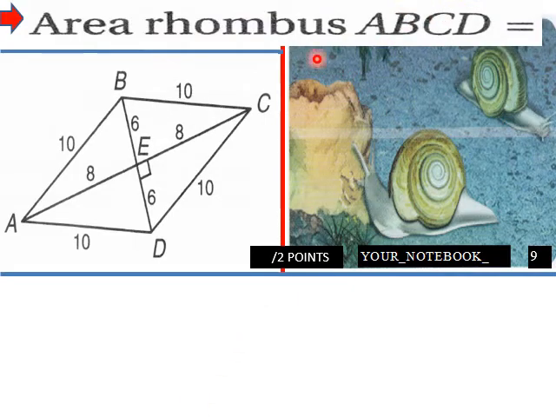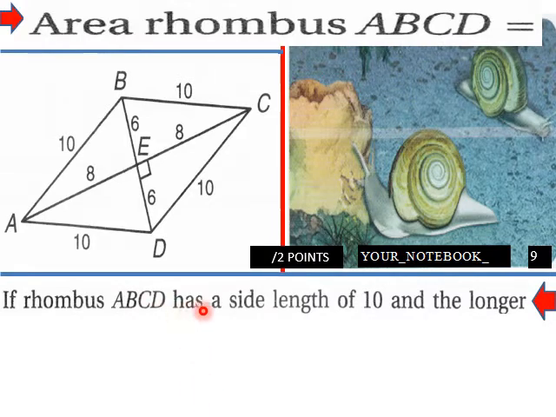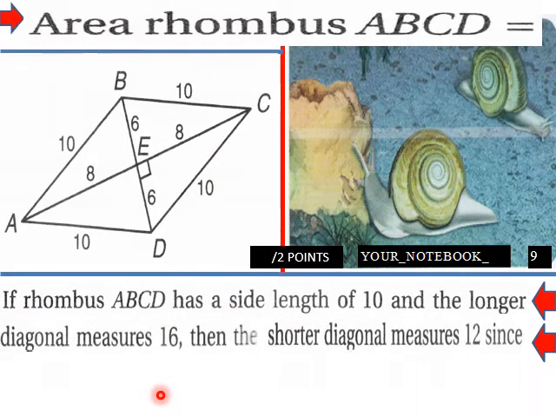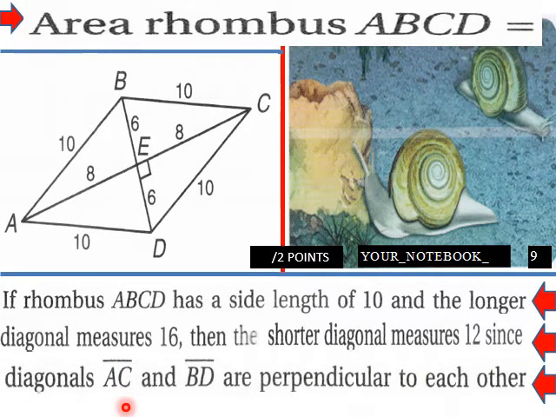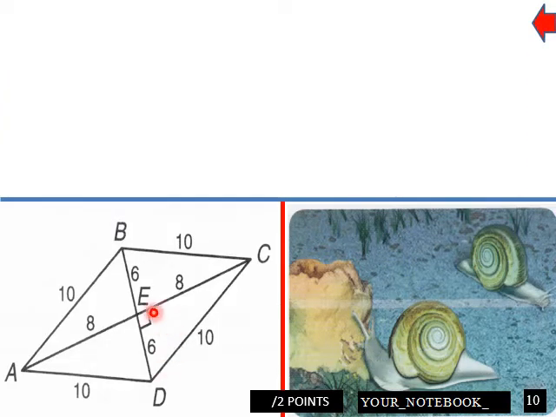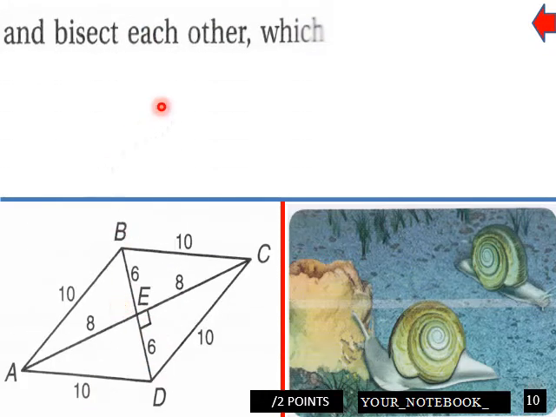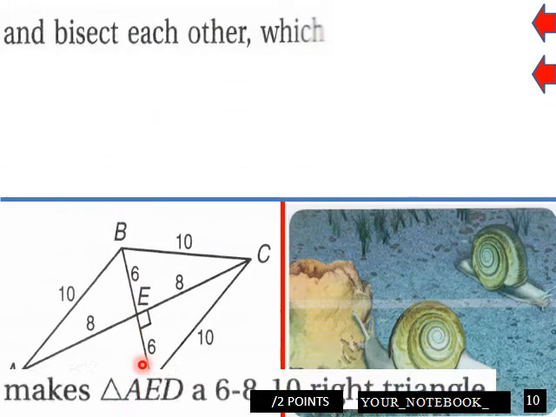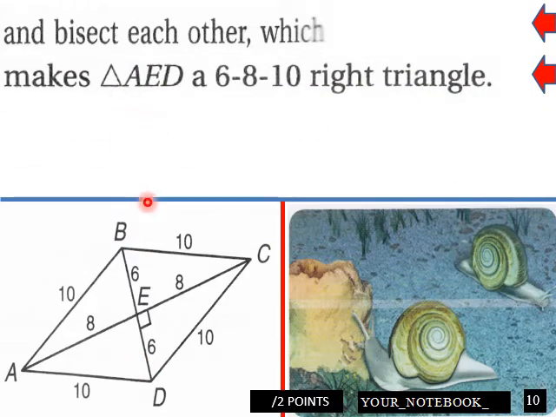Area of a rhombus ABCD. Here is a rhombus again. A rhombus ABCD has a side length of 10, and the longer diagonal measures 16. The shorter diagonal measures 12, since diagonals AC and BD are perpendicular to each other and bisect each other, so we know that much. This makes triangle AED a 6, 8, 10 right triangle.